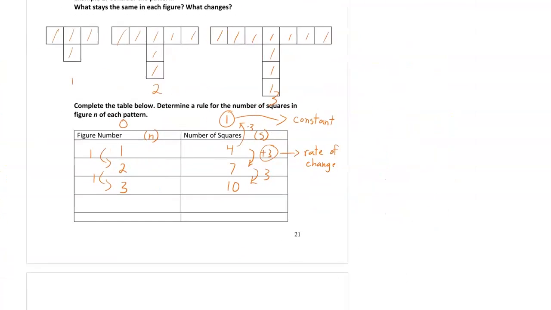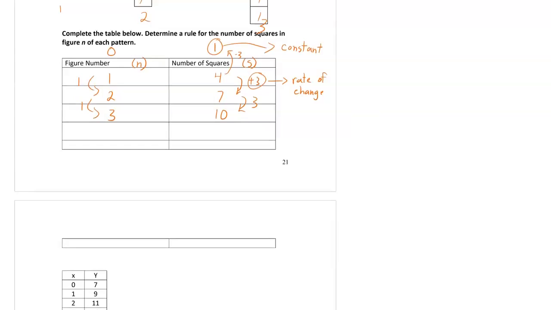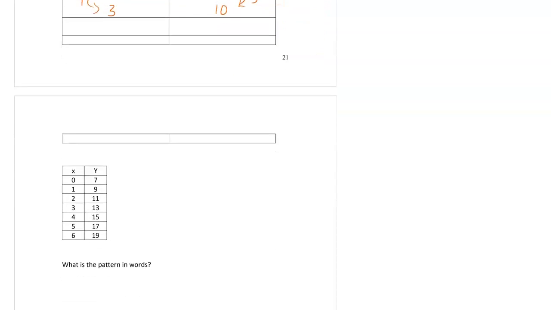So I've set this part up for you. Now I want you to finish off the rest of this by writing out what the pattern in words is, and also writing what the pattern is using an equation. So I want you to finish that part off below.